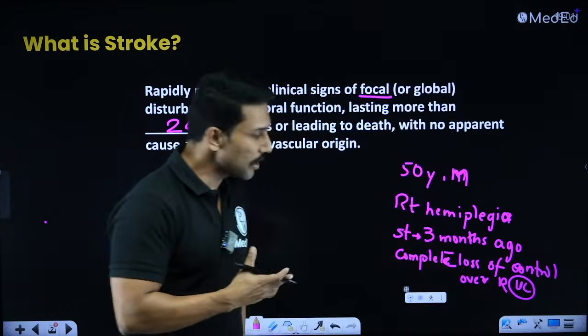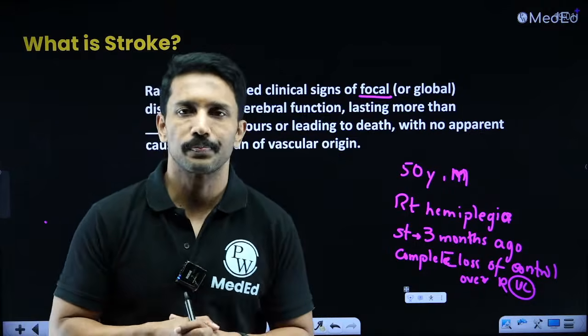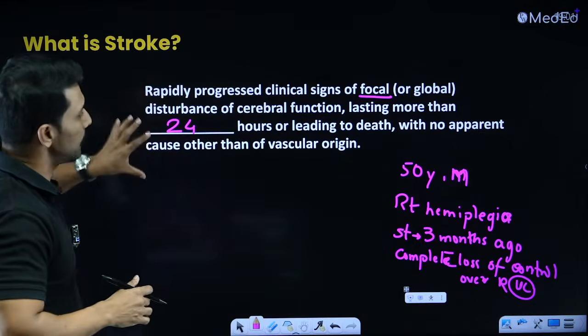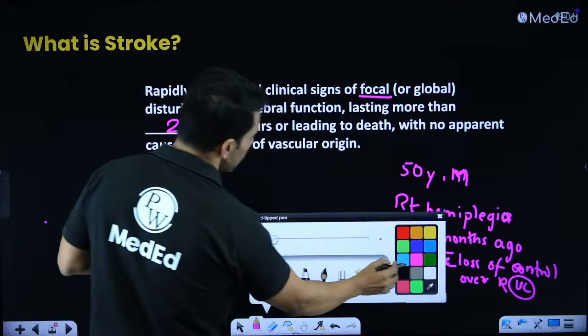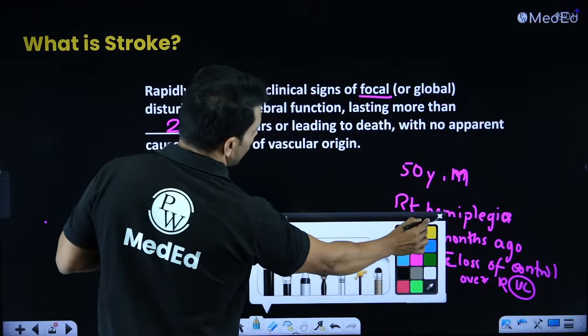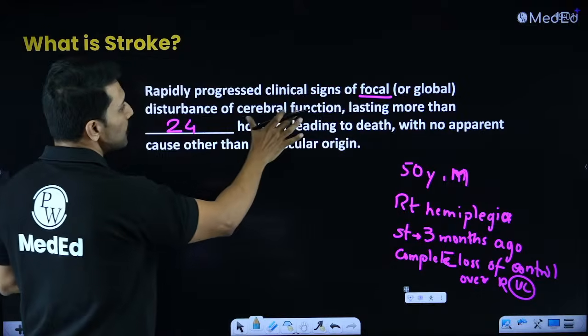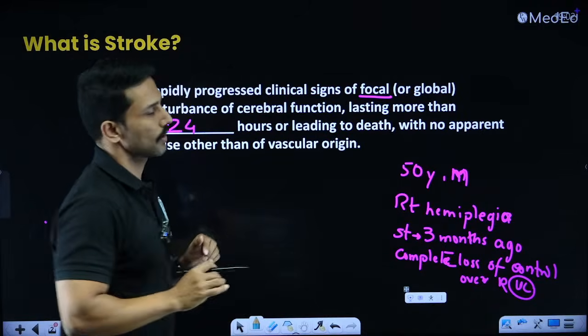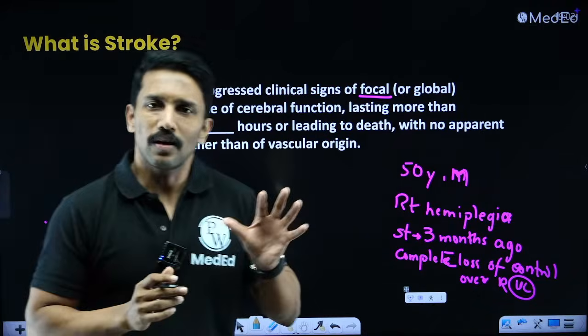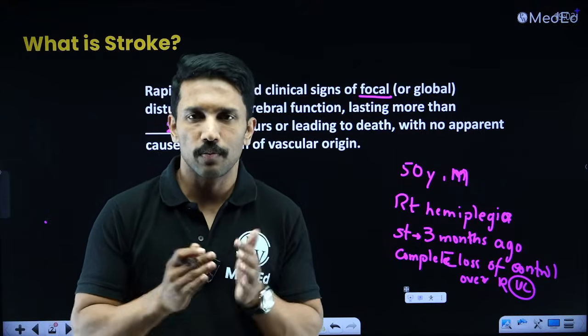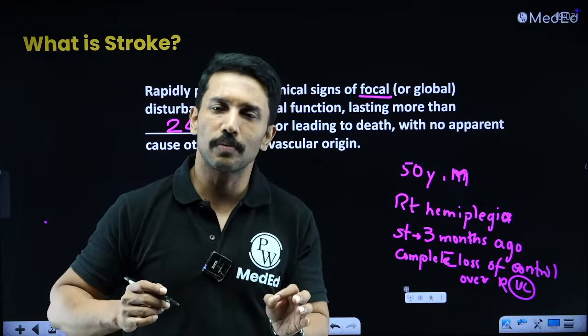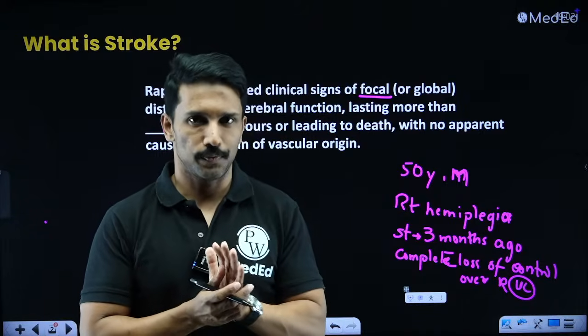So now, can this be called a case of stroke? Let's try to decode the definition. The definition says you have focal or global disturbance of cerebral function. What does that mean? Focal means some part of the brain. Global means all of the brain. So some part of the brain or all of the brain has lost its function.